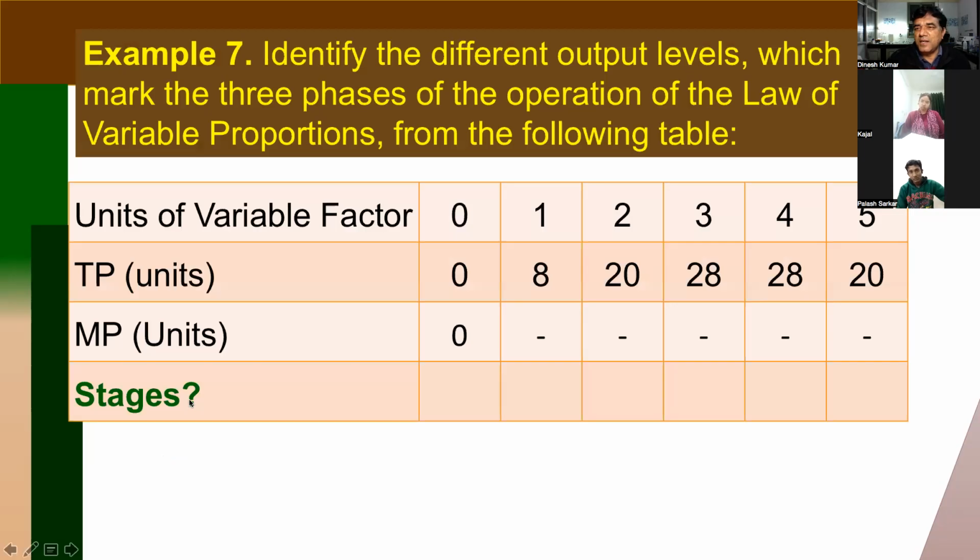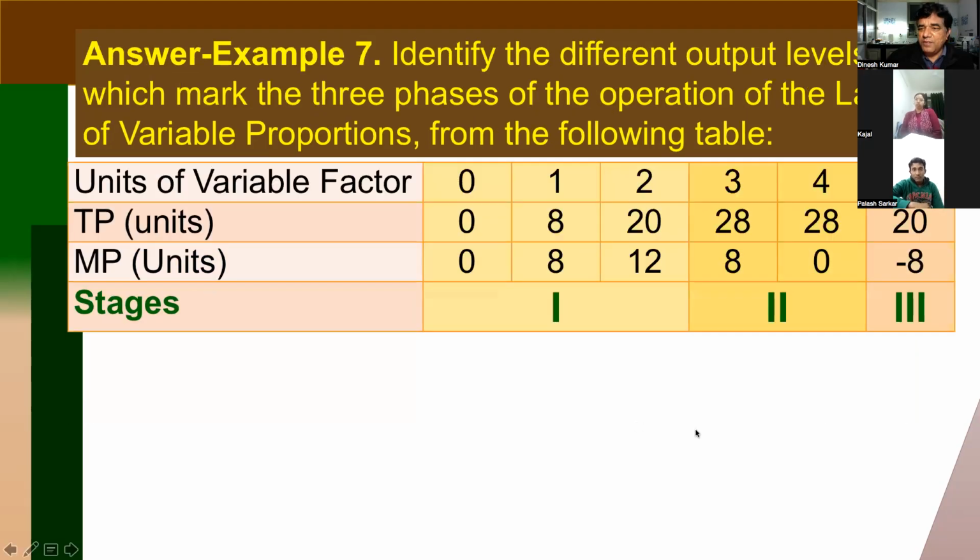Now these are some exercises that you can do. Examples are given, answers are also given. Please do practice these. Units of variable factor, this is your X, this is your TP, your Y, MP is given, and you need to identify the stages. You need to work out the MP values, try to calculate and see up to which it is increasing is your stage 1, then it starts decreasing, stage 2, and when it is negative, stage 3. So identify the stages like this, 1, 2, 3.